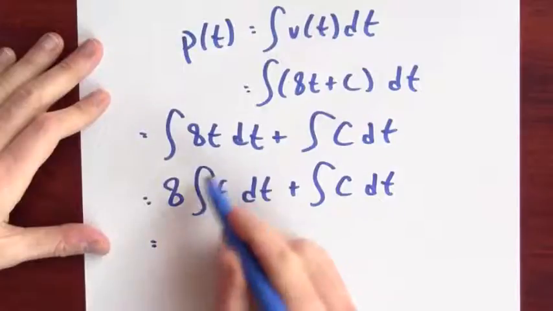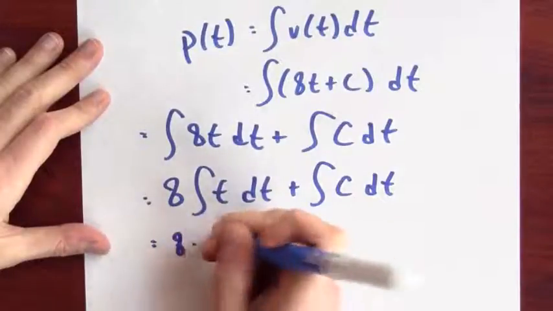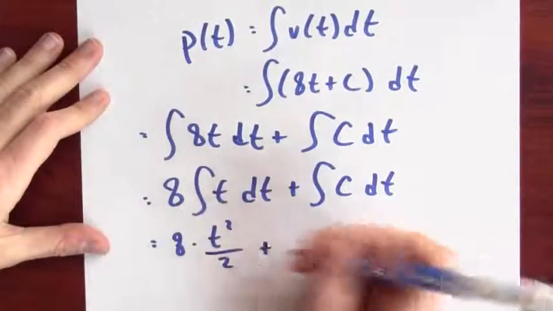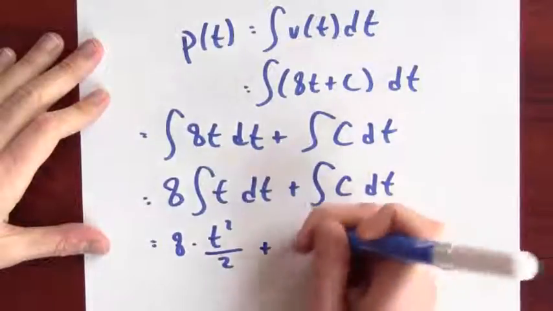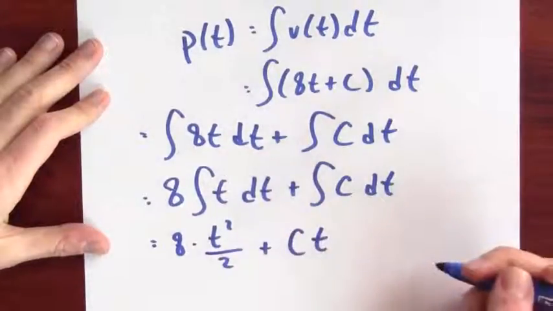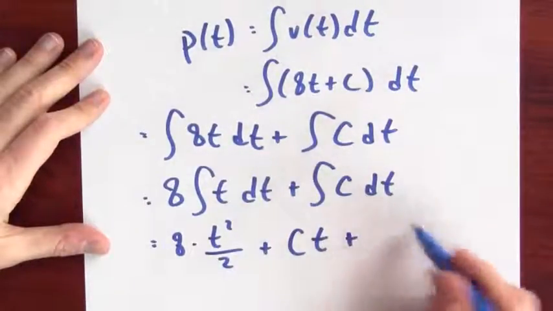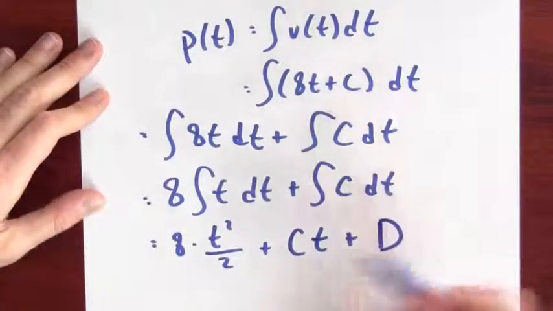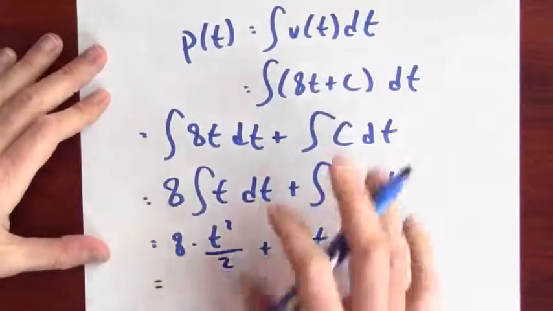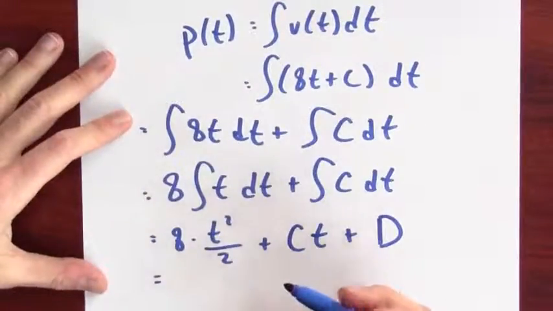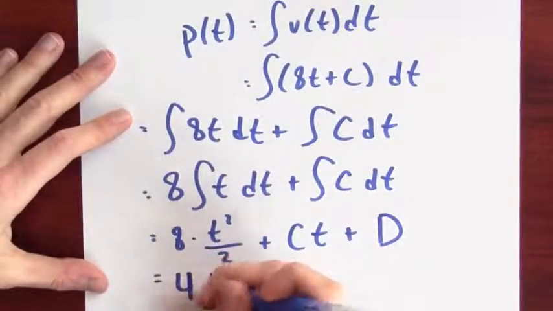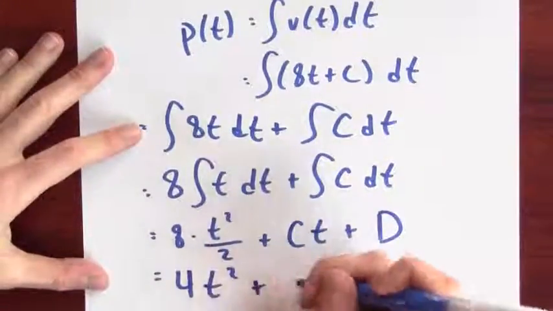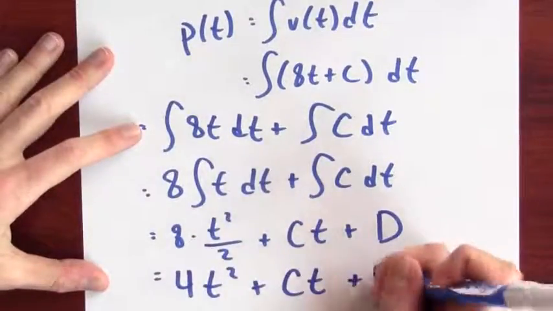Now, 8 times, what's an antiderivative for t? Well, one of them is t squared over 2. And what's an antiderivative for c? Well, c times t is an antiderivative for c. And I should add some constant here. I'm going to call that constant big D. Right? So here's my position. I guess I could write this a little bit more nicely because the 8 and the dividing by 2 simplify a bit. I could write it as 4t squared plus ct plus d.